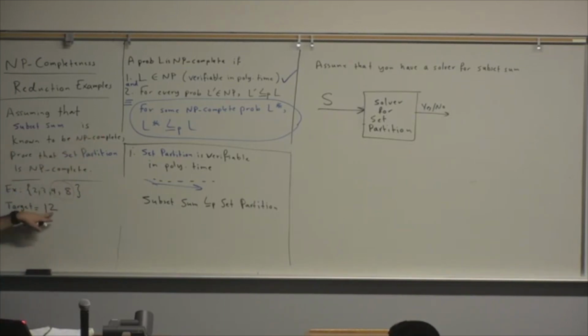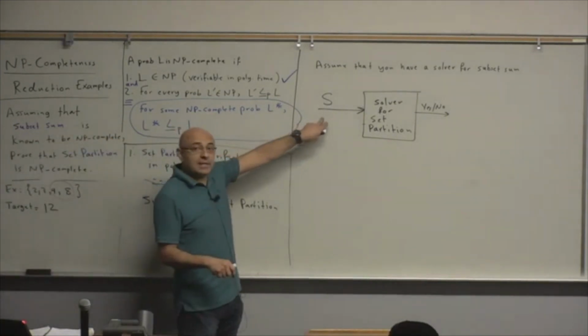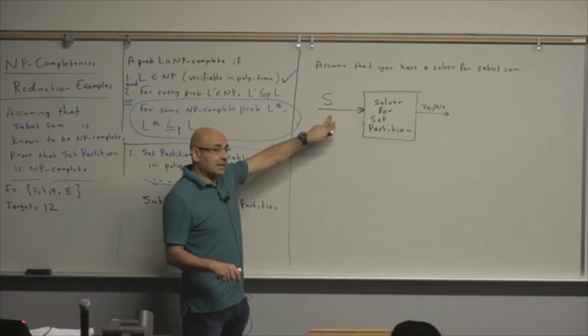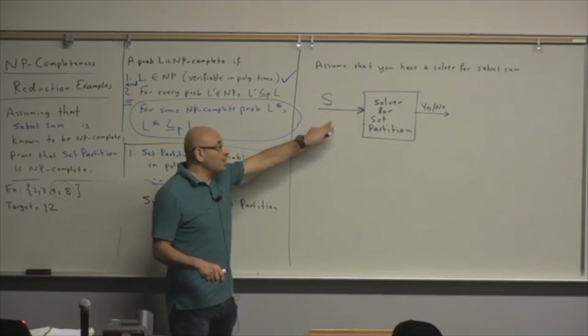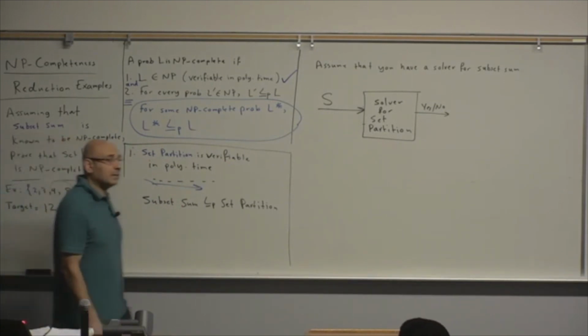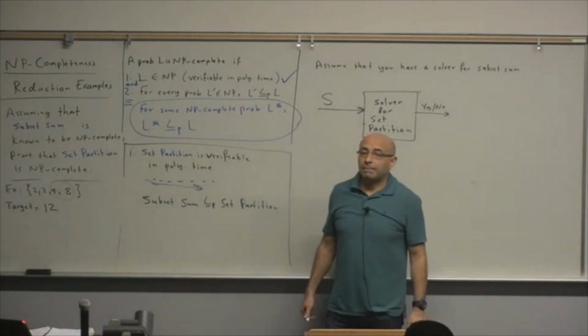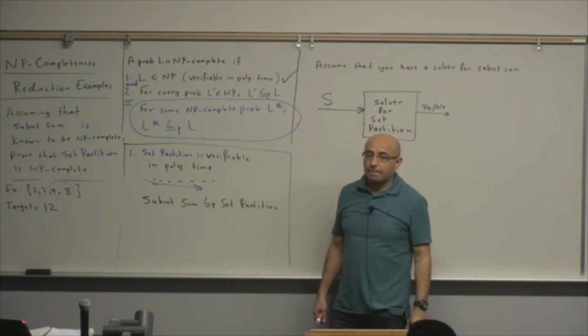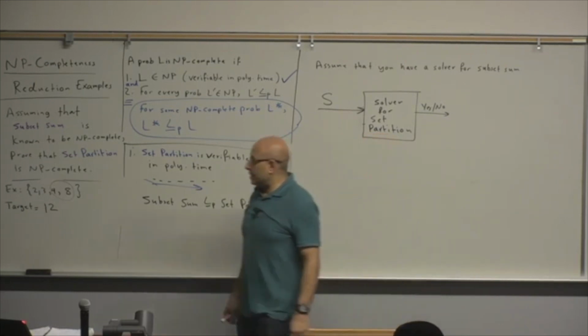It doesn't take the 12. You can only input a set, and it tells you if you can split it in half or not. That's what set partition does. You give it a set, and it tells you if you can split it or not. How can you use this to solve this problem, which takes two parameters, the set and the target? We can add one more element to the set, which is the total of the set minus the target value. Okay, good.